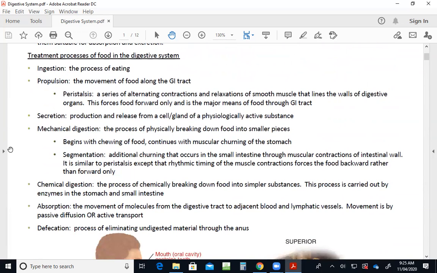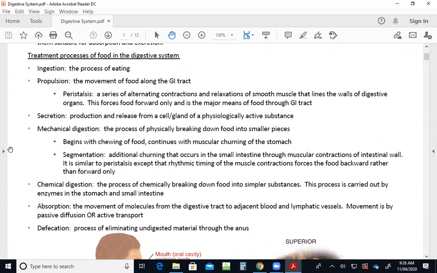Okay, let's talk about the treatment processes of food in our digestive system. It all begins with the act of eating, what we call ingestion, which involves chewing and mixing up our food with saliva so we can swallow it. And swallowing is an example of propulsion, movement of food along the GI tract, all the way from our mouth to the anus.